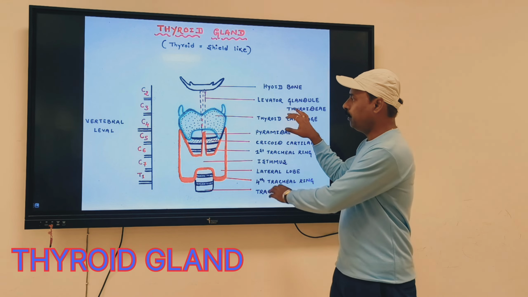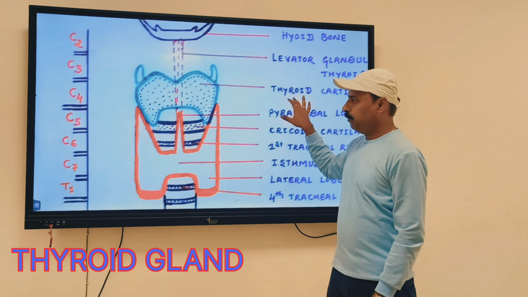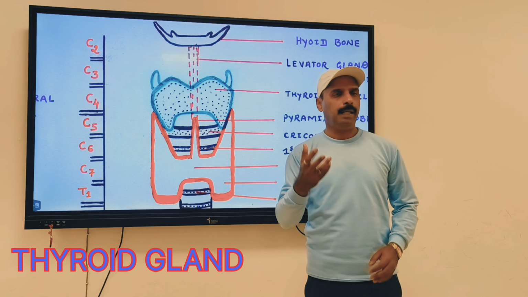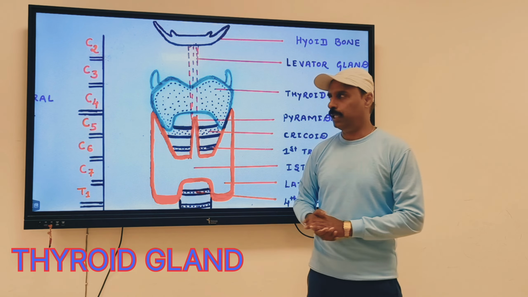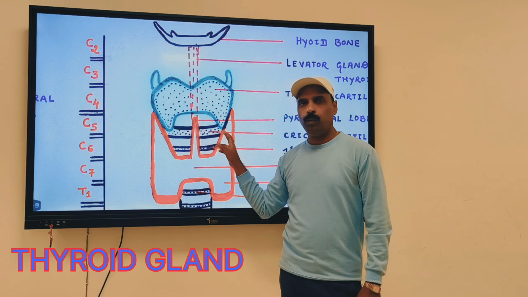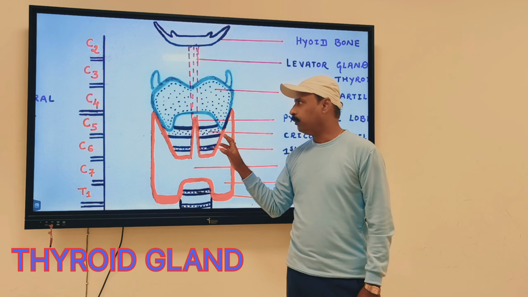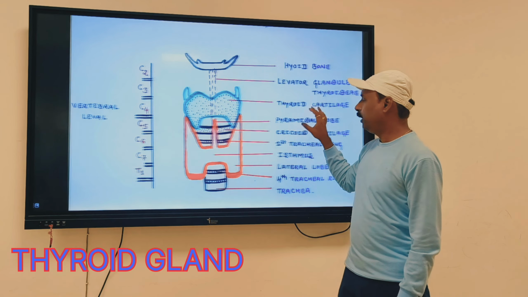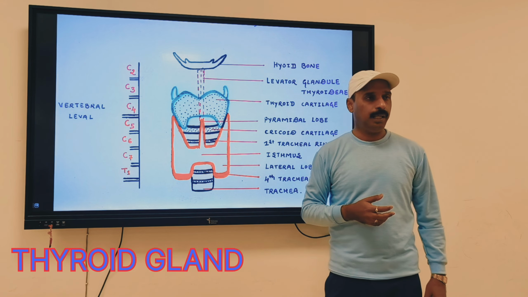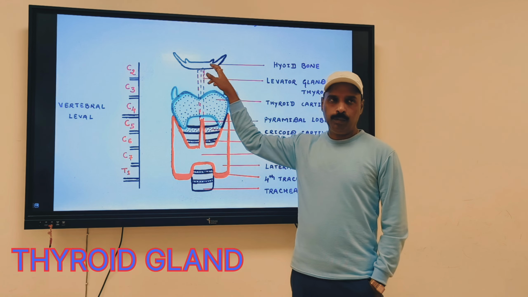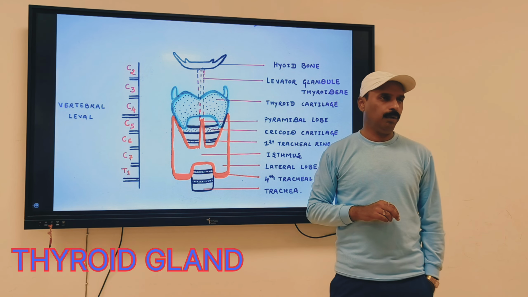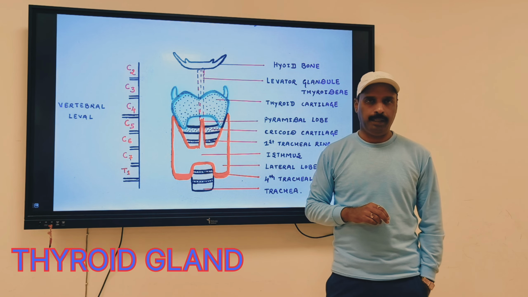Next is another part you have to remember. Here you see the hyoid bone and a fibrous band. Sometimes we get fibrous bands arising from the hyoid bone, and they attach to one of the lobes of the gland. This fibromuscular band, attached from the hyoid bone to one of the lobes of the gland, we call the levator glandulae thyroideae.